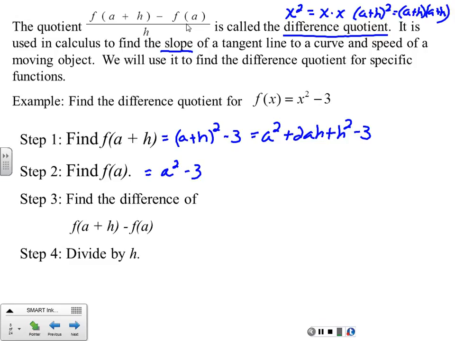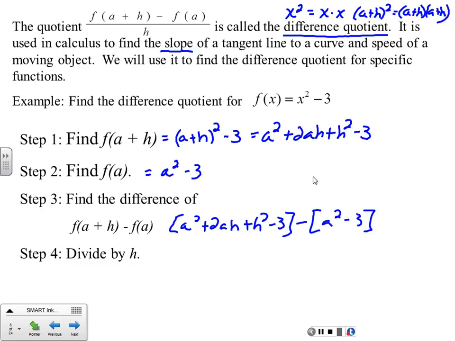Now, step number 3 is we're going to subtract the 2. Now, if you remember from algebra, when you subtract polynomials, you have to be very careful. You have to make sure they're in the correct order. Okay? So F of A plus H has got to come first. So we're going to have A squared plus 2AH plus H squared minus 3 minus A squared minus 3. Okay? So what I did is I did F of A plus H minus F of A. Step number 1 minus step number 2.